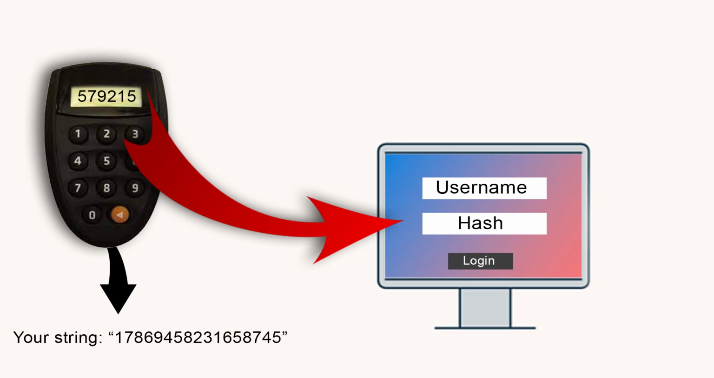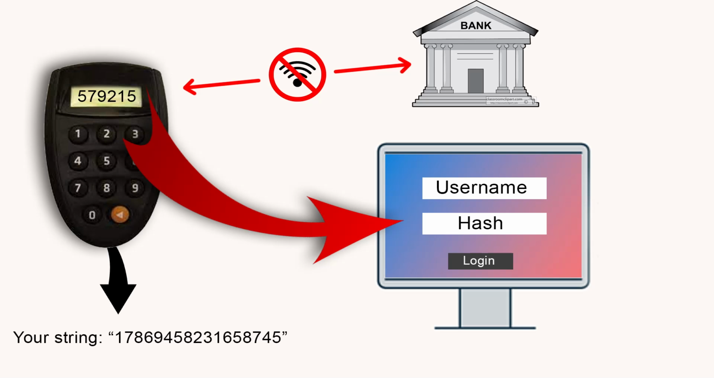Then the bank checks if the hash is the same as the one they can generate in their system, and if they're the same, then you can log into your account. I cannot say that solution is flawless, but it works fine, and by now this is the best solution we have. And the reason is because there is no internet connection, so there is no connection between the token and your bank. So there is no way for a hacker to connect to your token and steal that string.